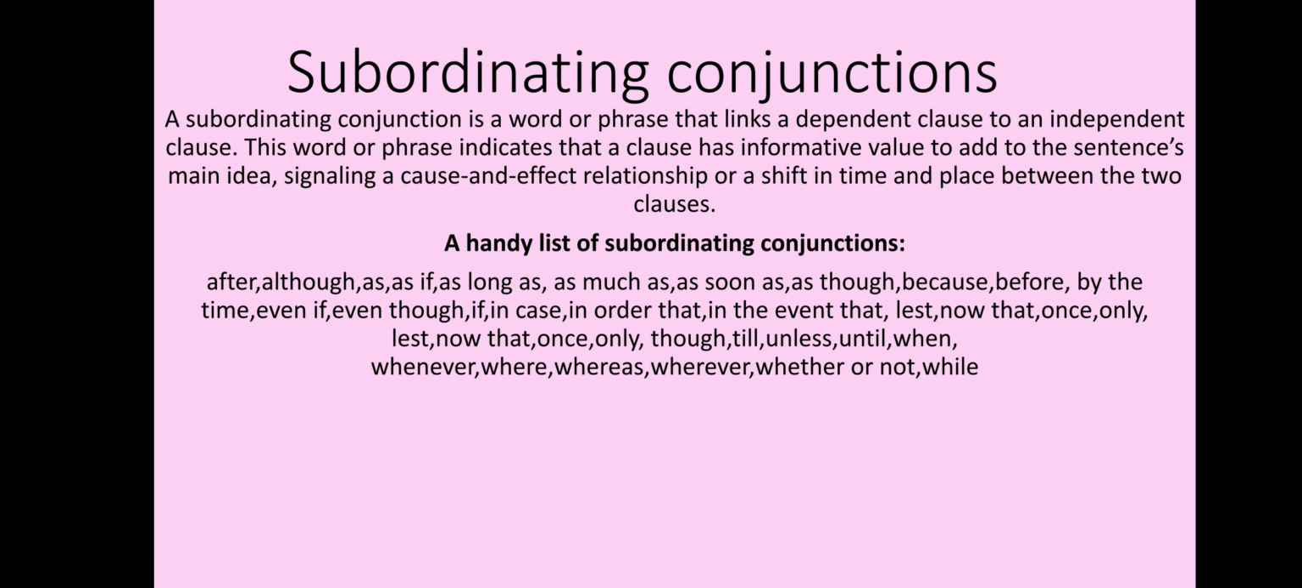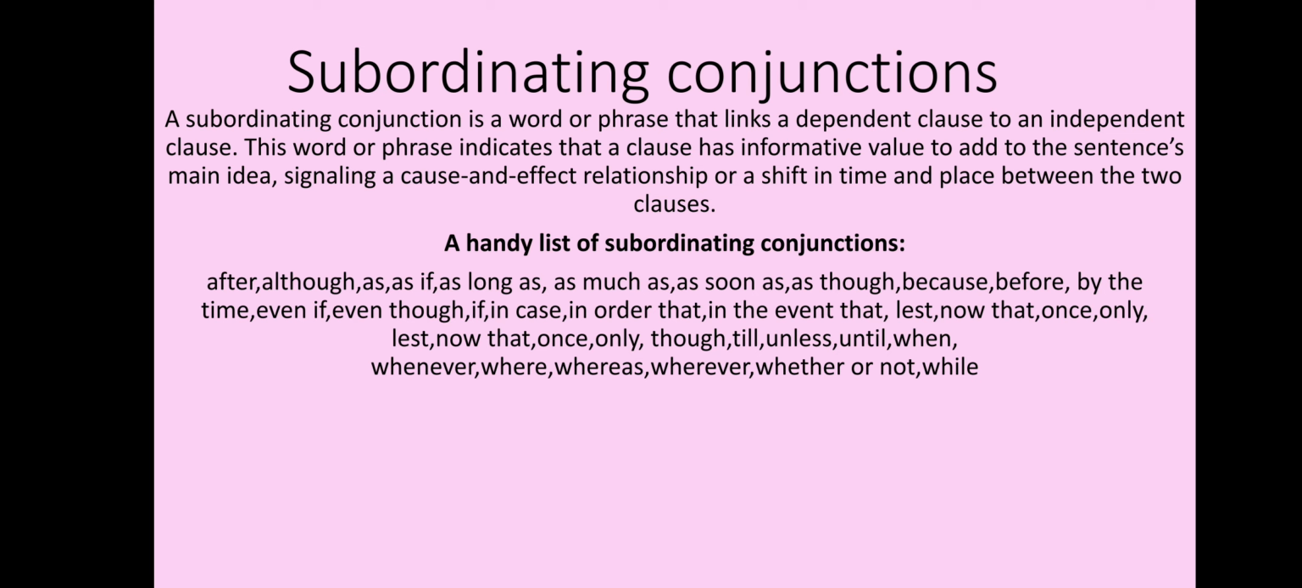Subordinating conjunctions. A subordinating conjunction is a word or phrase that links a dependent clause to an independent clause. This word or phrase indicates that a clause has informative value to add to the sentence's main idea, signaling a cause and effect relationship or a shift in time and place between the two clauses.